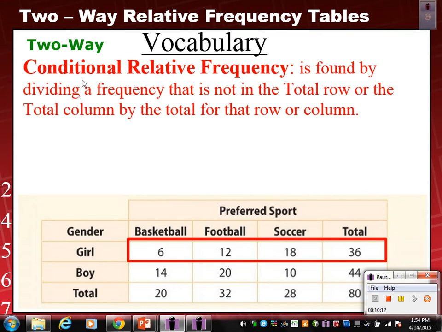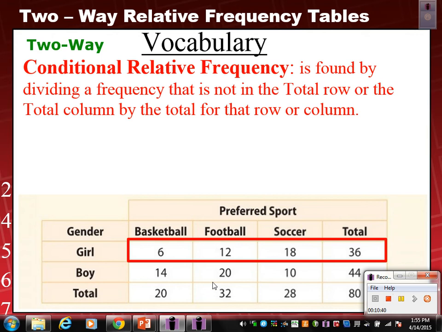Okay, so make sure you write down the definition. Conditional relative frequency is found by dividing the frequency that is not in the total of the row or the total of the column by the total of the row or column. So, basically, once again, like I said, you choose a category either by column or by row, and then you start filling in your frequencies according to the total of that row or column.